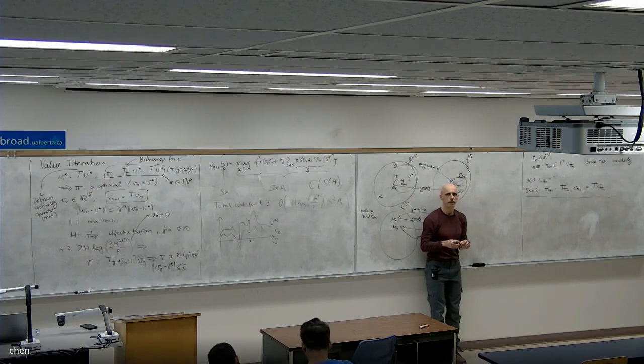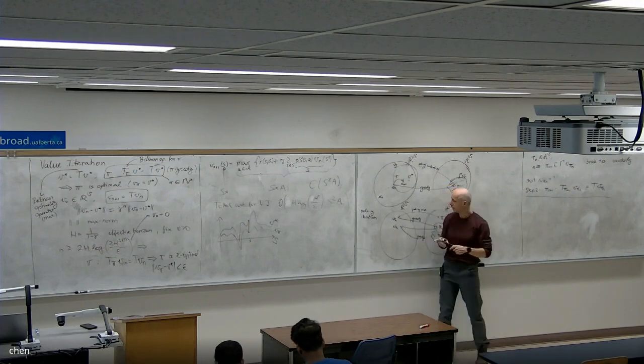Any questions for the algorithm for policy iteration? It's clear what it's doing. It's jumping between these two spaces.